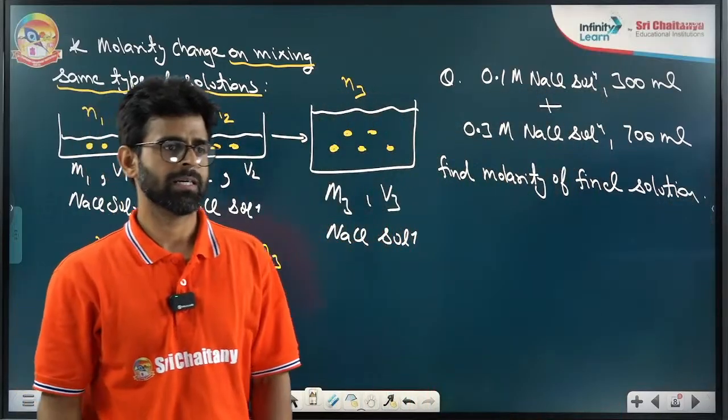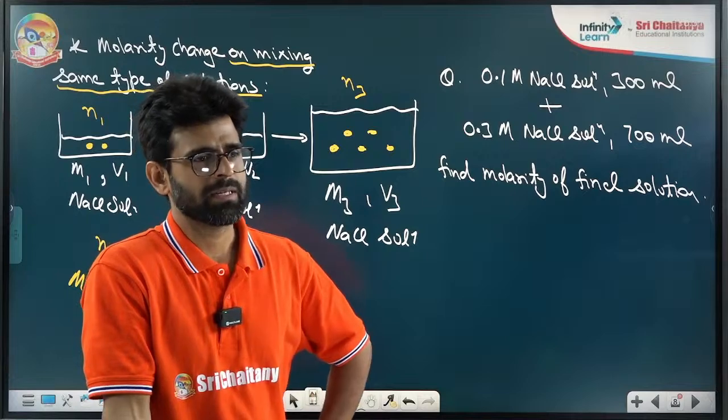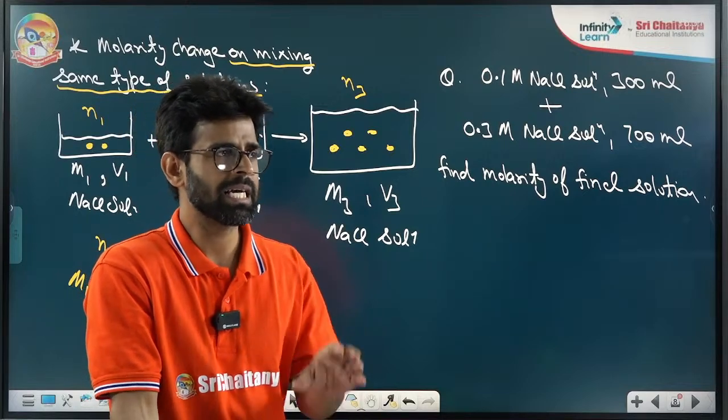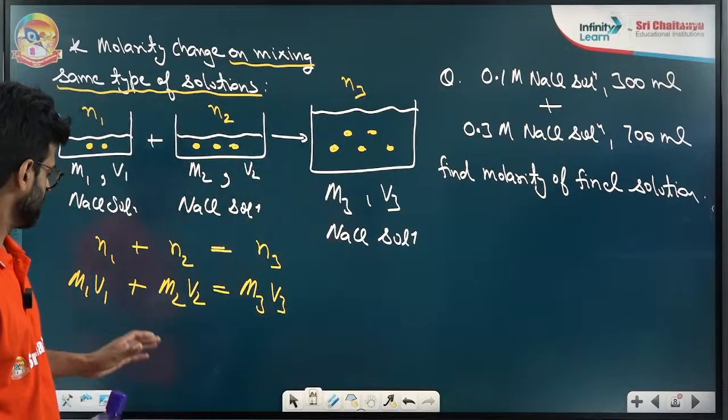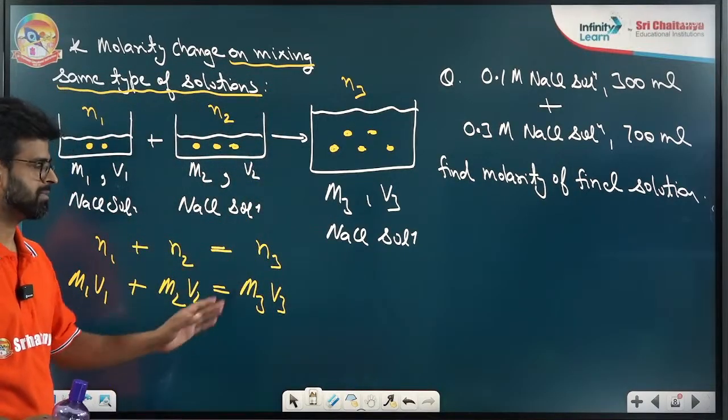Make it fast. Yes, better. I'm mixing same type of solutions. You can solve it easily by the formula we used here: M1V1 plus M2V2 equals M3V3, right?